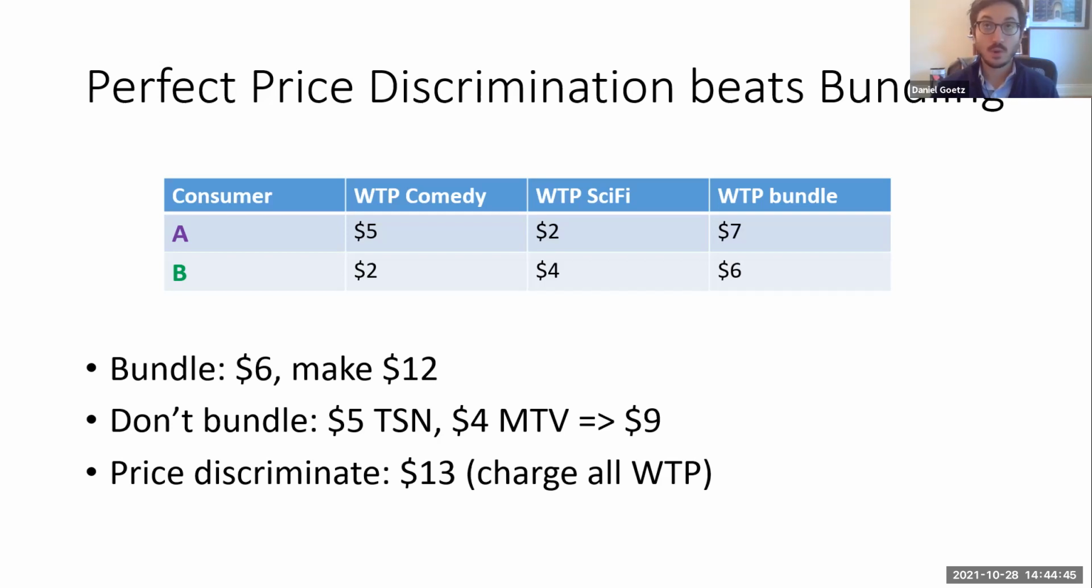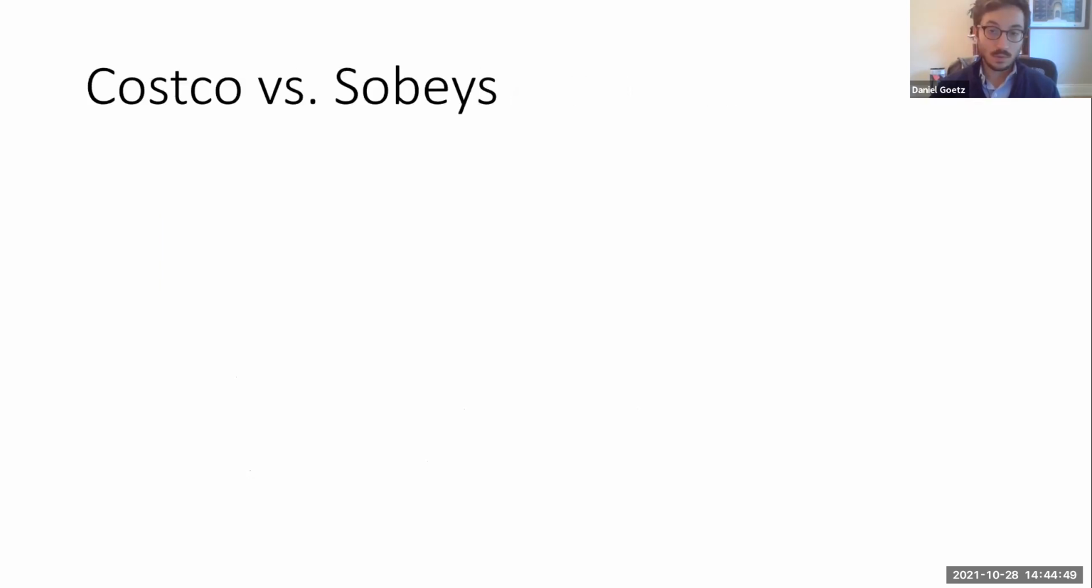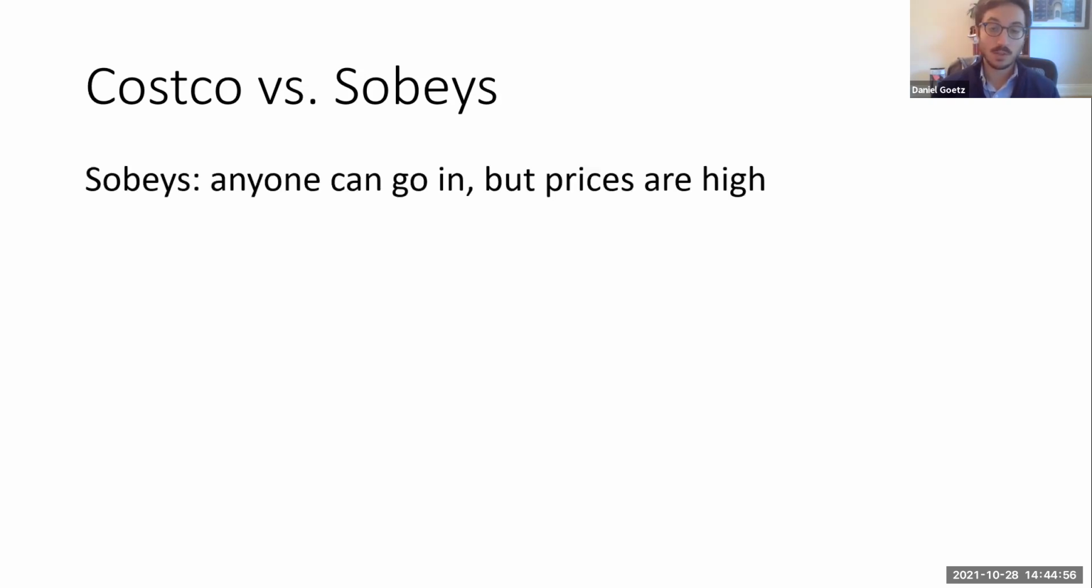All right, so that's pricing multiple products. Let's look at our last type of pricing, which is multi-part pricing. Costco and Sobeys both sell groceries and some other stuff, but mostly groceries. So what's the difference between these two stores? With Sobeys, anyone can go in, but the price per unit is a bit high.